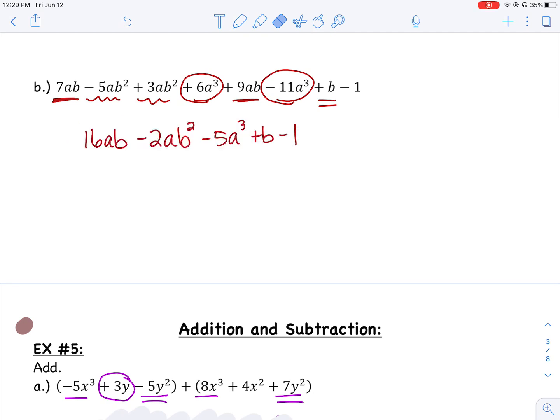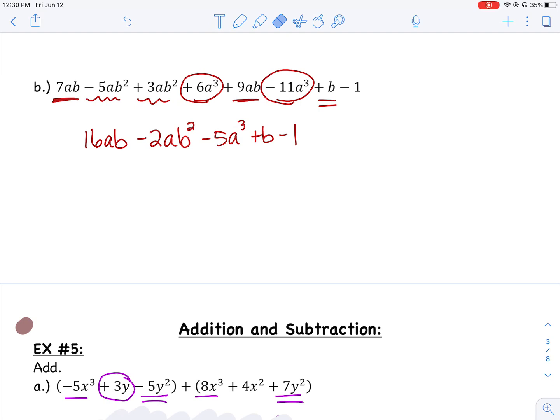I noticed that I had terms that have a's and b's in them. I have a 7ab and a 9ab. I combined that into a 6ab. I also noticed that I had ab squareds, so I combined those into a negative 2ab squared. I also have a couple terms that have a cubes in them. 6a cubed minus 11a cubed is really a negative 5a cubed. I have that lonely b term, that's a 1b. And then I have the minus 1 in the back that doesn't have any like terms with it.